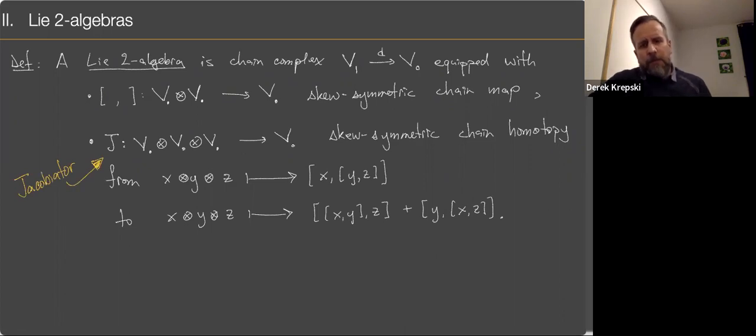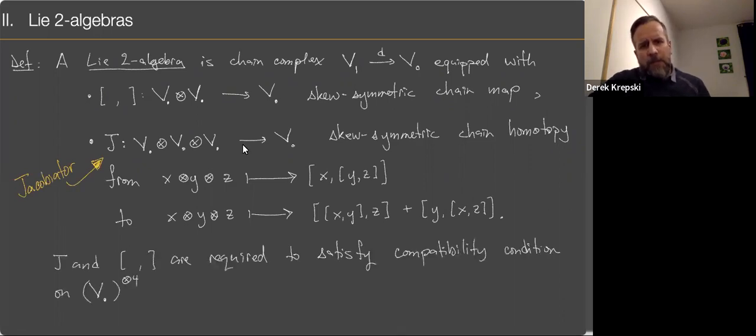And of course, we need some sort of compatibility, or maybe coherence is a better word, between this Jacobiator and the bracket on fourfold elements. So if you have X, Y, Z, and W, and you think about how you can position the brackets, there ought to be some sort of compatibility there.